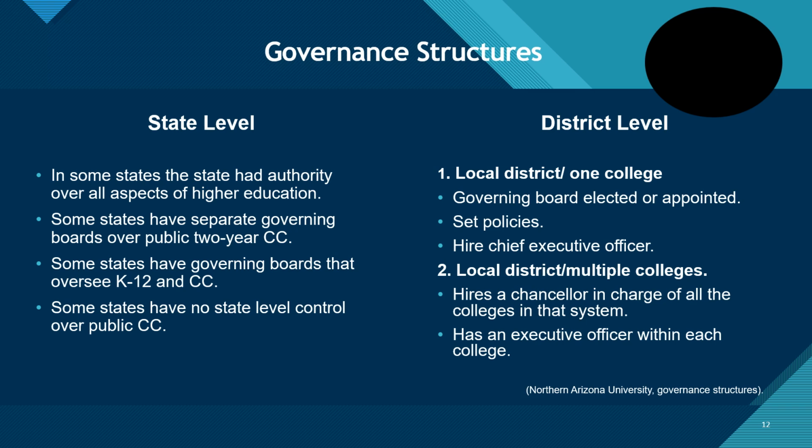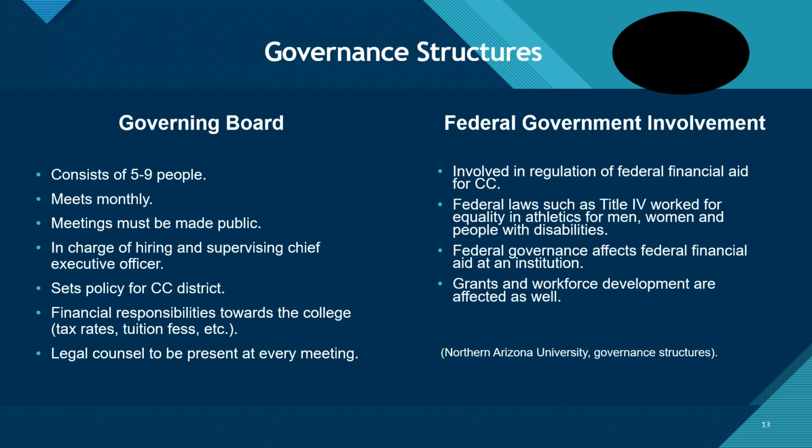In some states, the state has a lot of authority over the community college, and in other states, the state and federal involvement is lower. And there's more local governing with governing boards, chief executive officers, or also a chancellor with an executive officer who oversees things.